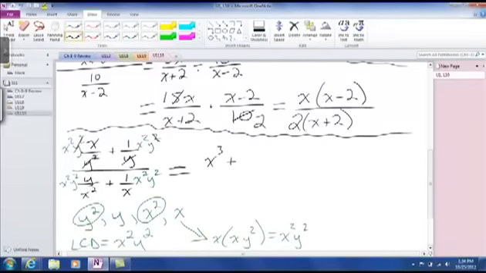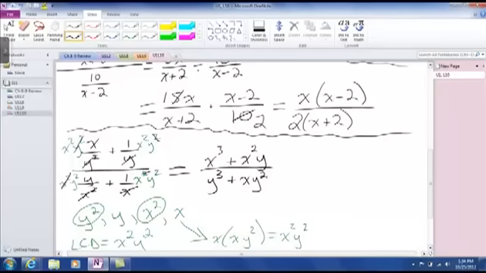Plus x squared y. I'm going to have to play with this thing to get it to cooperate more. Over x squared and x squared cancel each other out. So what am I left with? y squared times y, that's just y cubed, plus x, and one of these x squareds cancels out, so that's x y squared. Well, we got rid of all of those fractions. We now have just a single fraction.